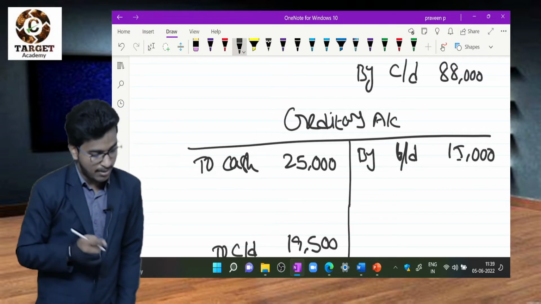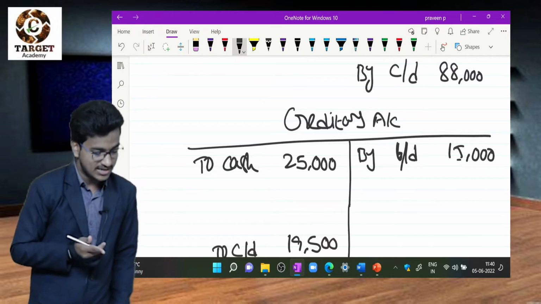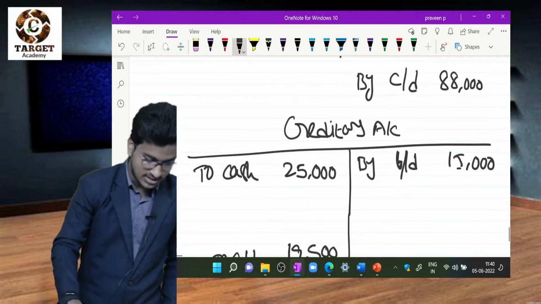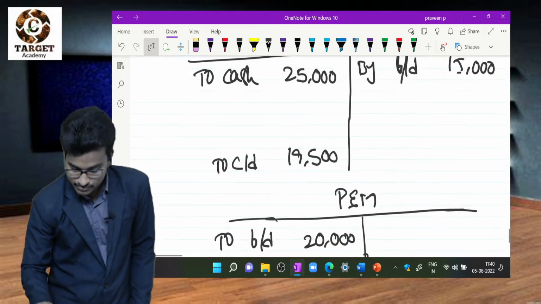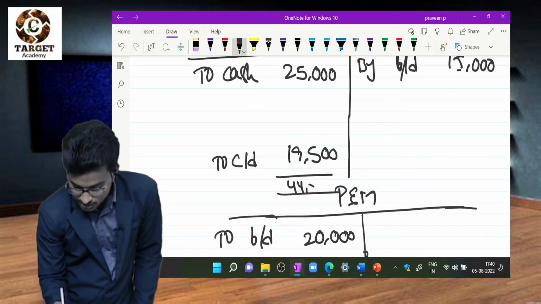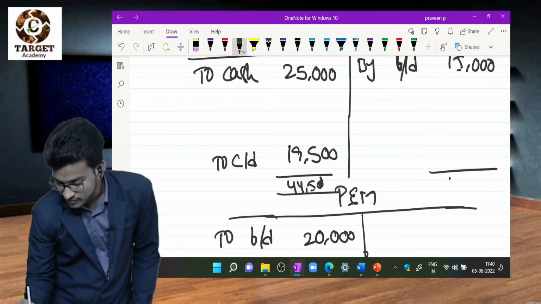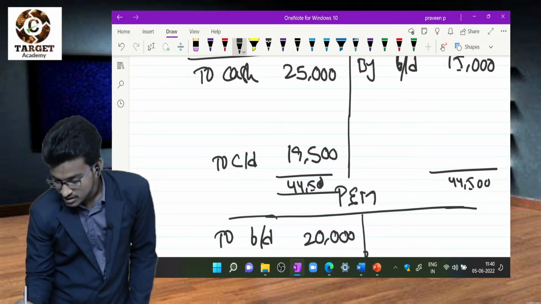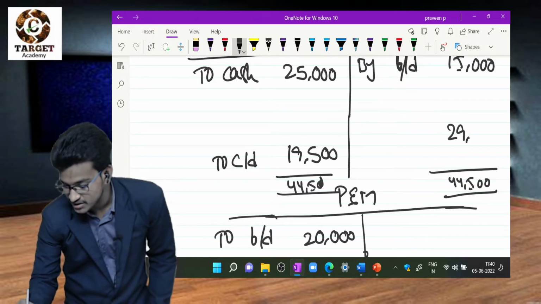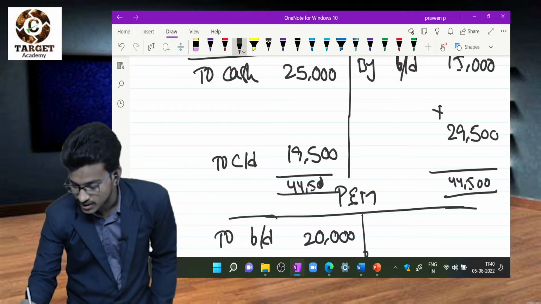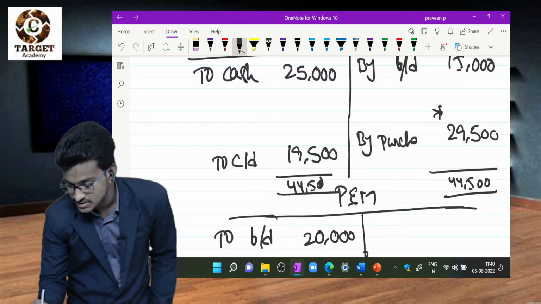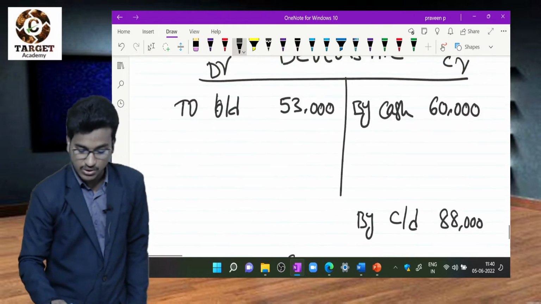balance, bank balance, balance sheet; cash in hand, balance sheet. So I have to close creditors account now. How much? 44,500. 44,500. Tell me the balancing figure. Yes, 29,500. What is this? Yes, by purchases, superb. From the creditors account we find it out.